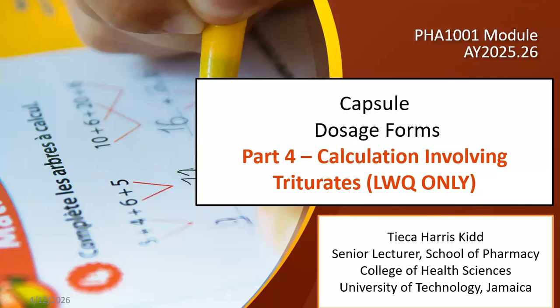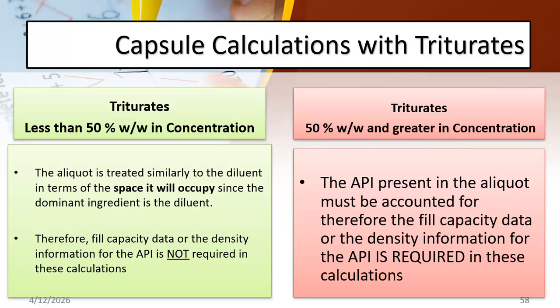The triturate is normally less than 50% if it's the least weighable quantity that we're asking for. And so for pharmaceutical calculations, we normally treat the triturate as though it was pure starch. You're going to see how efficient this calculation can be. And let's get started.